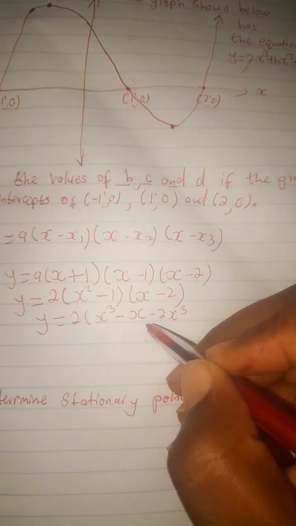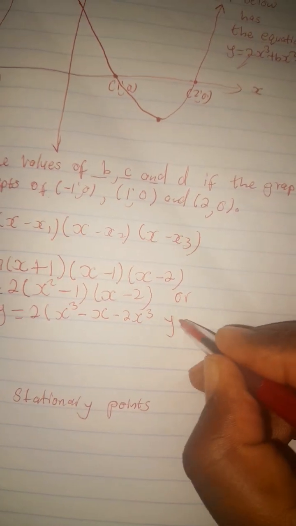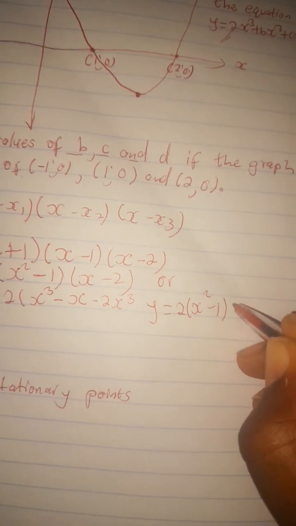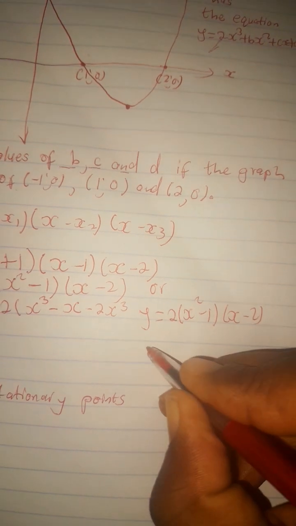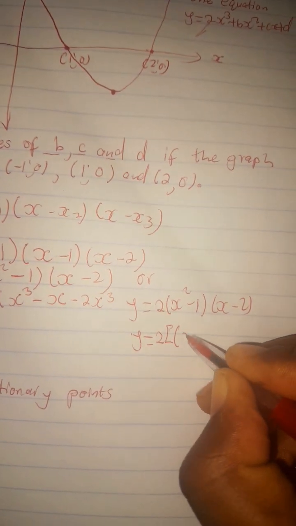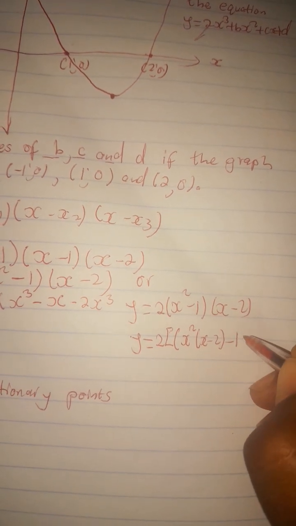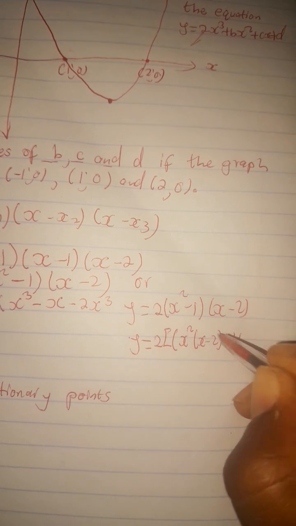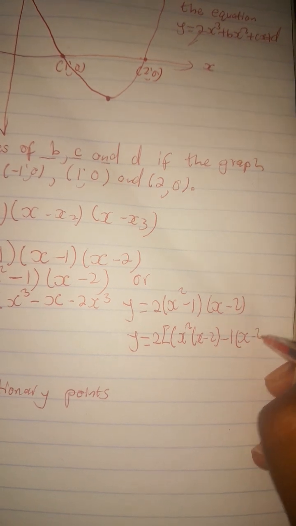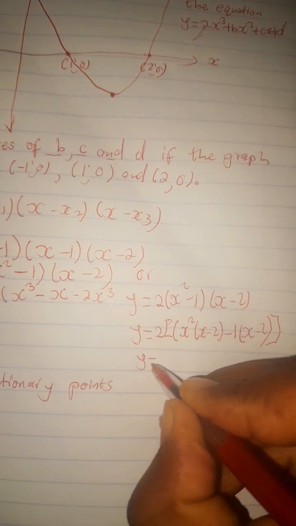Another way we could do it is to use the distributive law. Remember, we have x squared minus 1 and x minus 2. Let me put the bigger brackets here. We could say x squared minus 1 multiplied by x minus 2. Remember that this multiplies everything and this multiplies everything. So from here, we put bigger brackets and we could work it out like this.